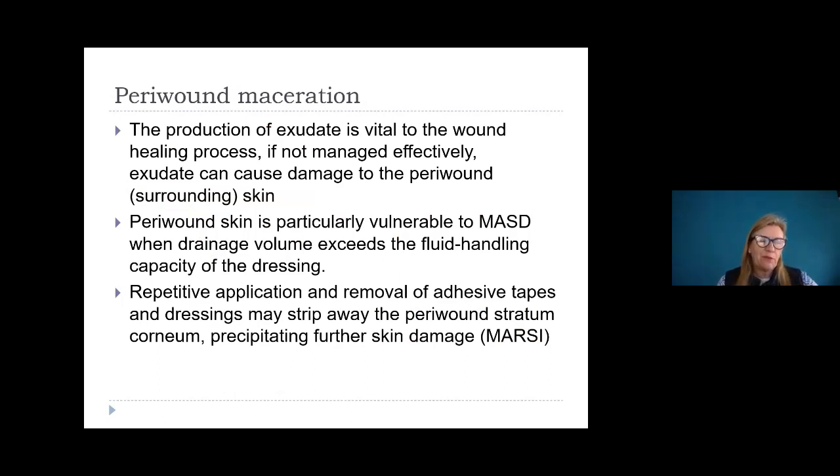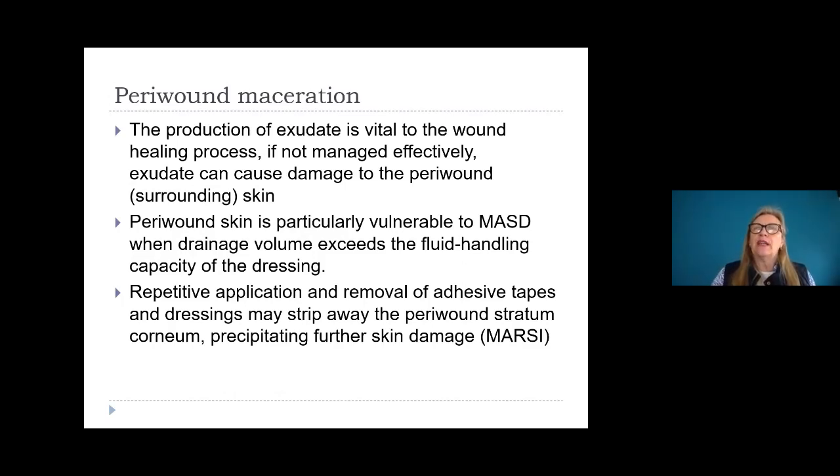So the final type of moisture-associated skin damage is peri-wound maceration. And this occurs because of the exudate from a wound. Now, we all know that exudate is produced as a normal process of wound healing, and that in acute wounds, it's full of things that are really beneficial to the wound. When we move into chronic wounds, we know that in that wound exudate, there are lots of things called proteases. And these are what break proteins down. That's part of their job. So they break down the debris in the wound, and that's their function.